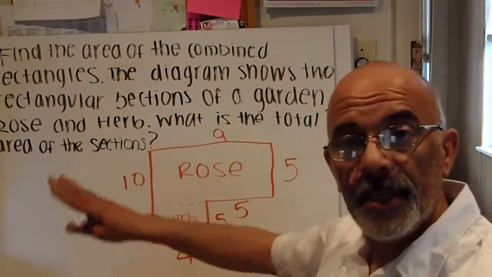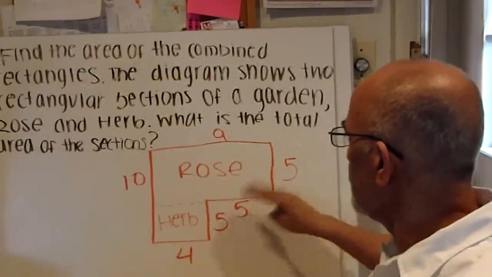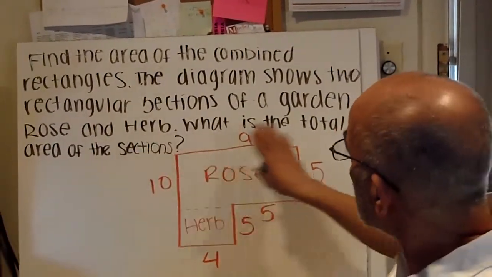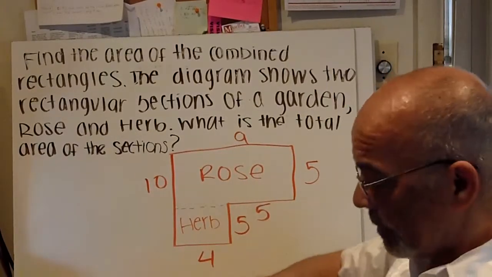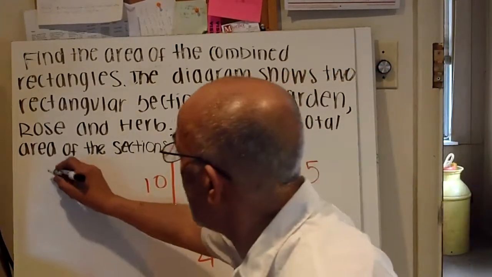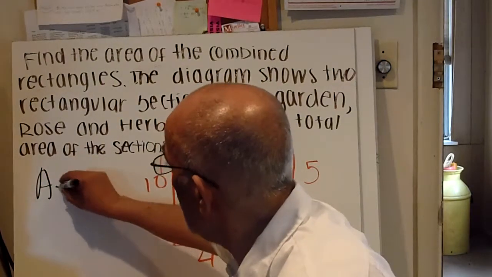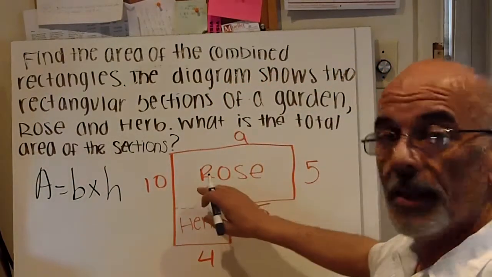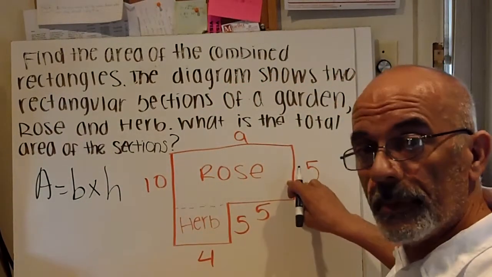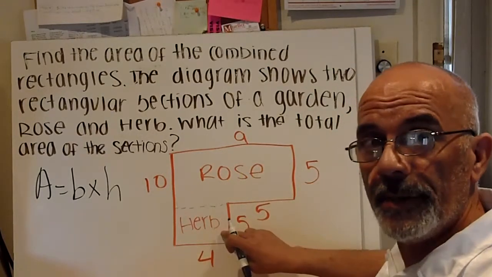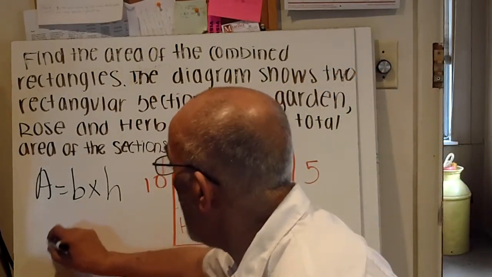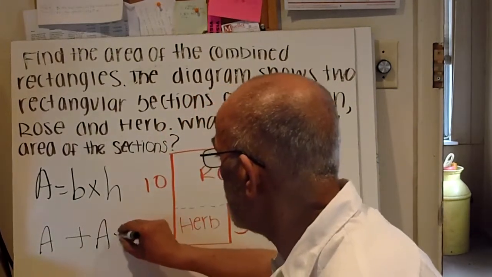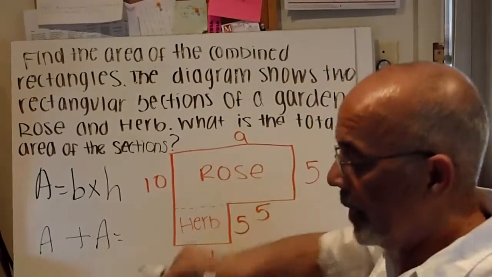We're going to find the area today of combined rectangles. In other words, it's an irregular shape, but we can break it up into a couple of rectangles. We're still going to use the basic formula, area equals base times height. The only thing we'll do is find the area of this rectangle, then find the area of this rectangle, and then add the two areas to give us the combined area of the two rectangles.